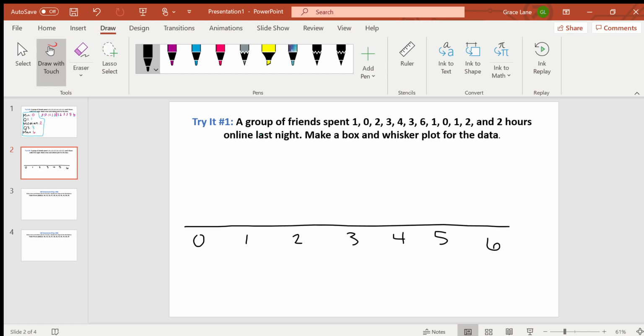And then to make the box and whisker plot, all you're doing is plotting those 5 numbers, the 5-number summary that you found earlier, just above the number line. And that creates the outline of your graph. So the minimum we said was 0. The maximum was 6. You're going to have to excuse my bad handwriting. Quartile 1 is 1. The median was 2. Quartile 3 is 3.